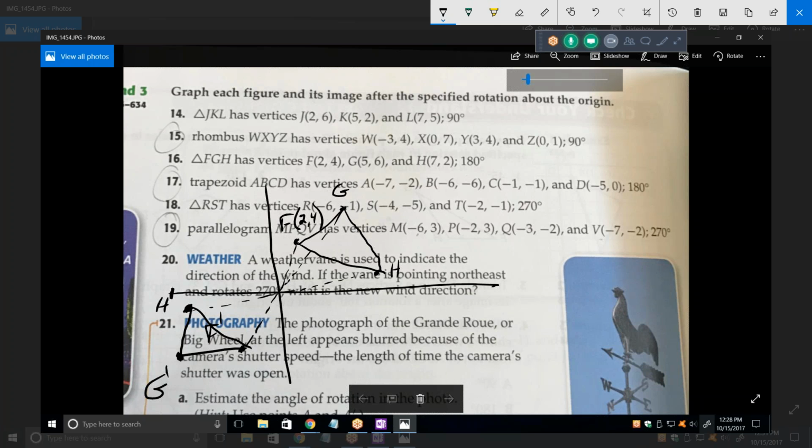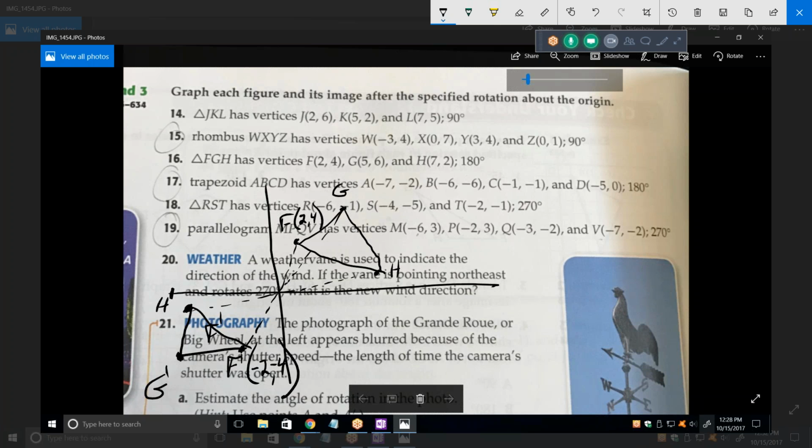This is F prime down here. It would be -2, -4. Yeah, when you do a 180 degree rotation, you just flip the signs on both coordinates.